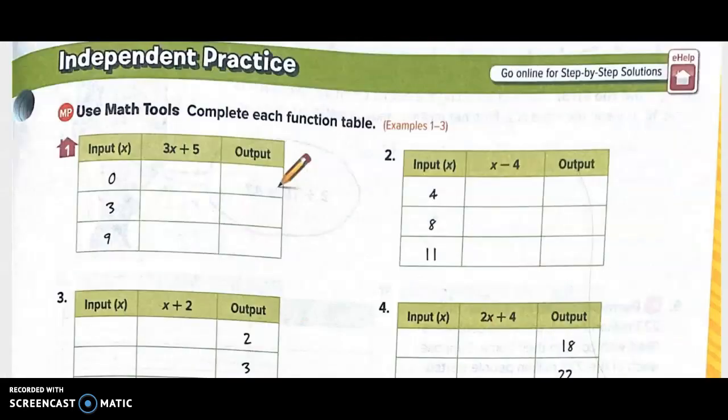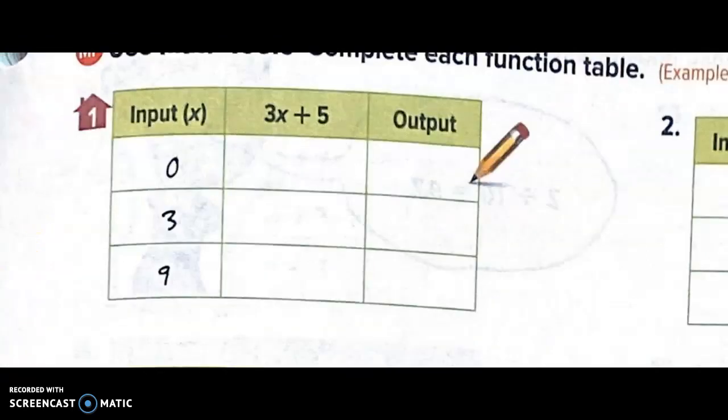Okay, so this is the page you should be doing on your own. We're going to go through the first one, number 1 right here, together, and then the rest of it you are to turn in for today's work. So this is opposite to what we did last time. We're just going to plug in our numbers here for x. So our x is 0. 3 times 0 plus 5. Easy peasy. 3 times 0 is, obviously, 0. Then you're going to add 0 plus 5, and your output should be 5.